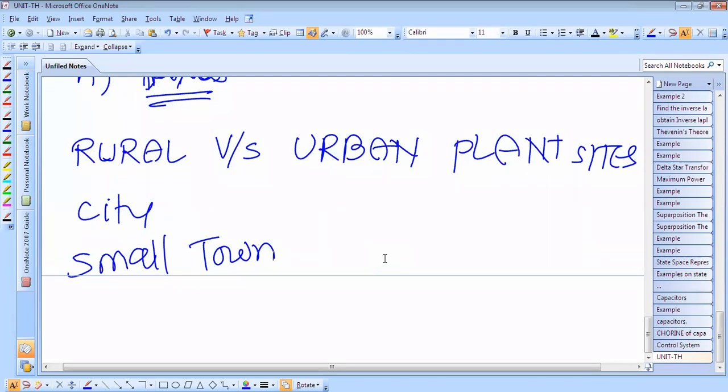Okay, power is not available. So in rural areas, if you set up the plant, obviously the power problem is there because the power is not maintained 24 into 7. So the rural areas are far from the selling market also. Markets are very far away from the plant.